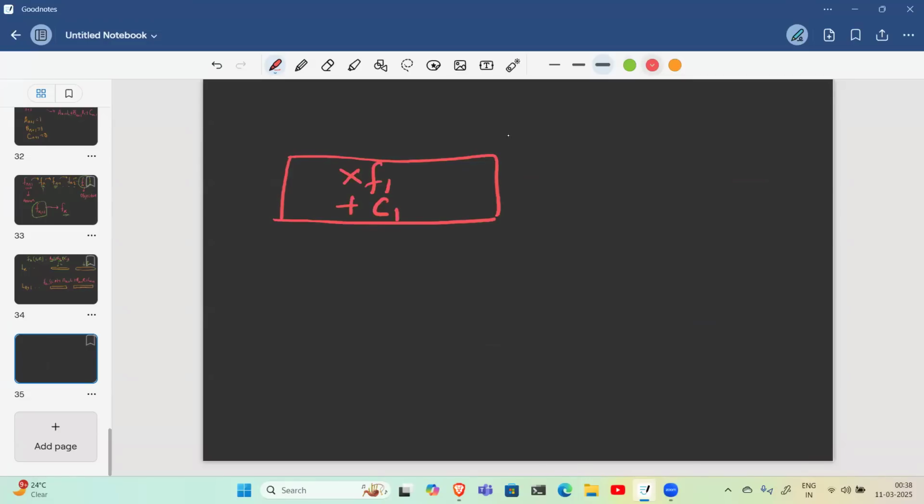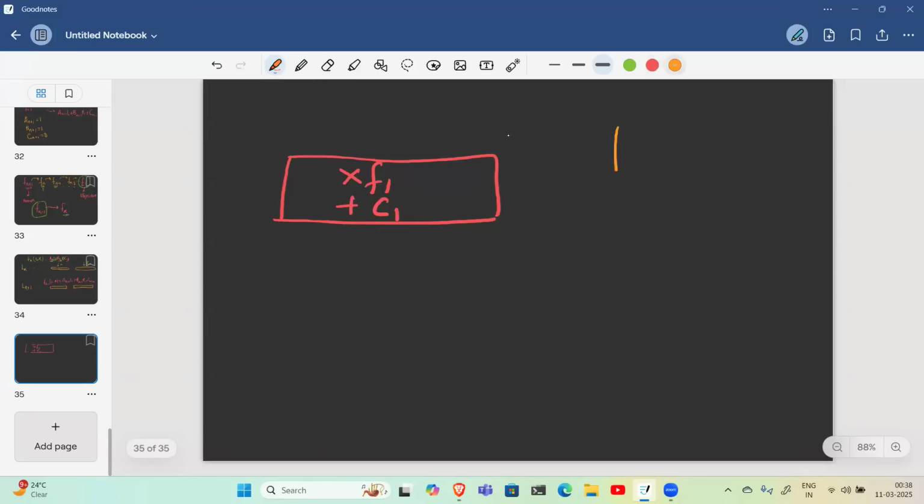Now you will ask me, okay, why did you complicate it? Why are you taking every gate as either of the form plus or of the form into? Then why should we take into f1 plus c1? I'm doing this just so that I do not need to handle a lot of if-else conditions. I would think every gate like this.